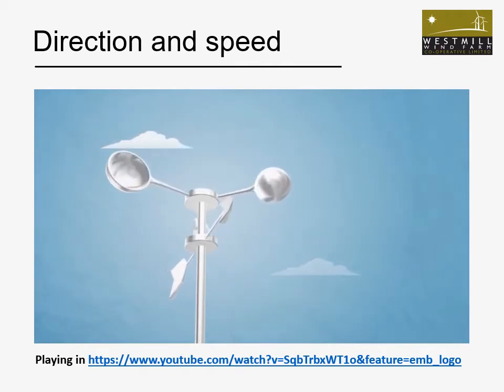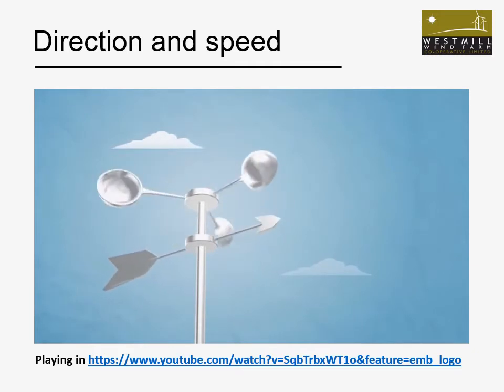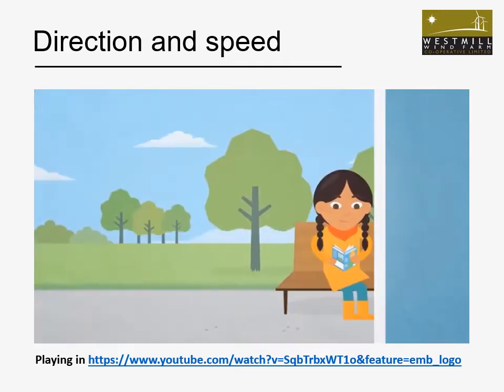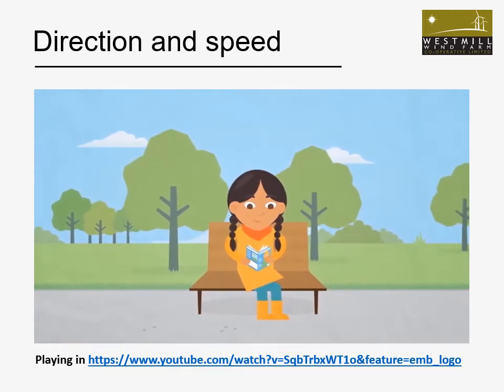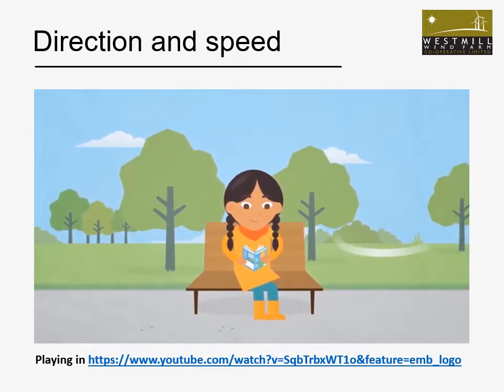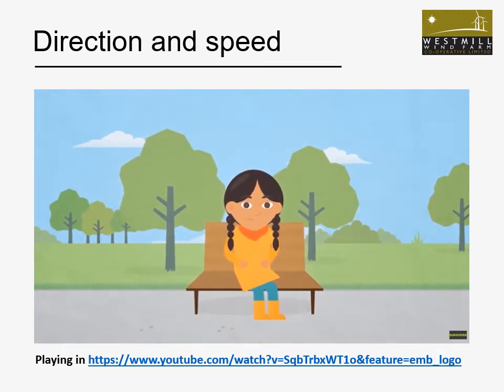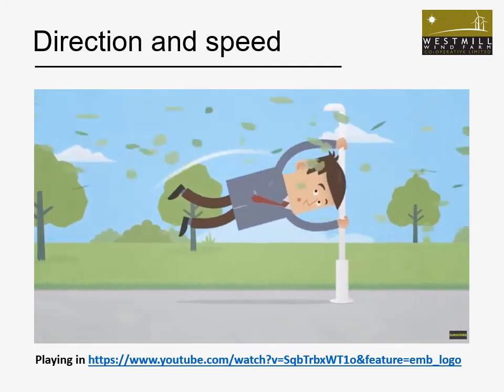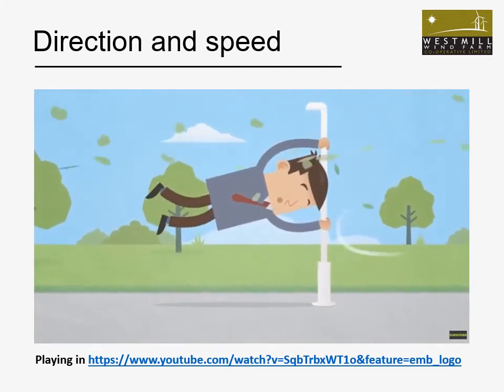It is important to know the speed of a wind. The faster it is, the more damage it can do. We have different words to describe how fast a wind is blowing. A gust is a sudden rush of wind which can catch you by surprise. A gale is a very powerful wind. It can be hard to stand up in a gale, and it's best to stay indoors.